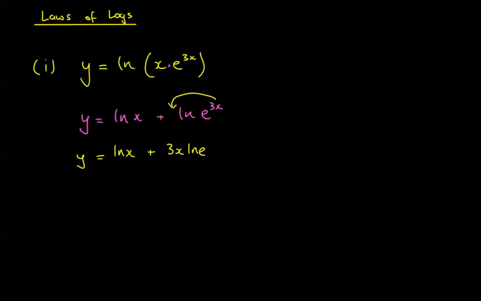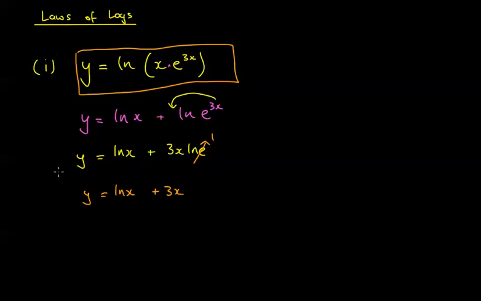And then we're left with natural log of x plus 3x times natural log of e. But what is the natural log of e? That's just 1. So what we're really left with is natural log of x plus 3x. Before we've differentiated anything, we've just rewritten it to this. And now we can differentiate it. It's the addition of two functions, really, so we just differentiate each bit.